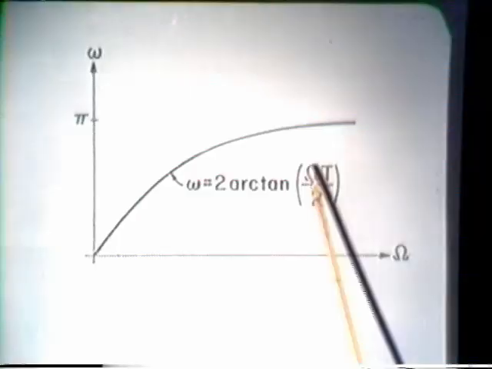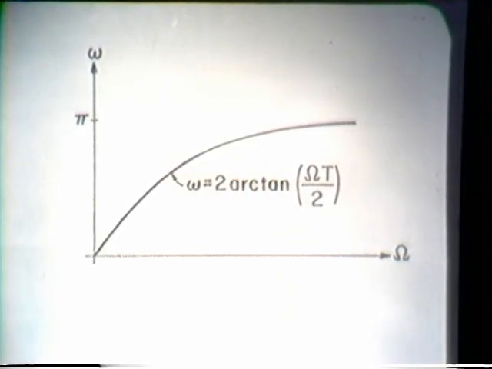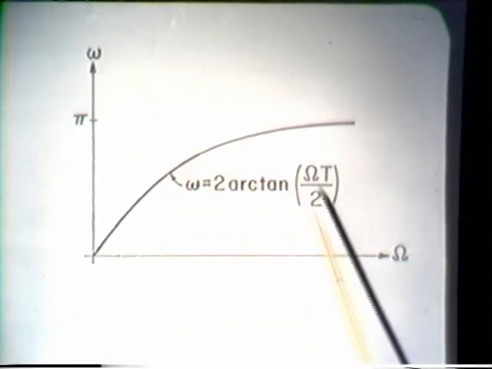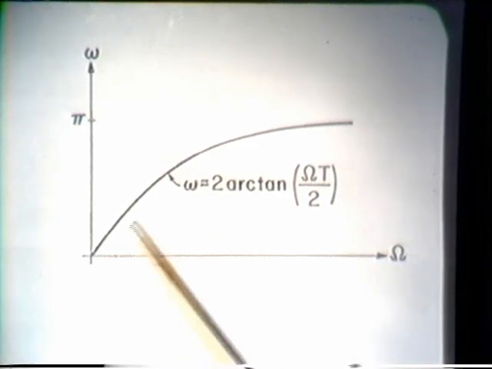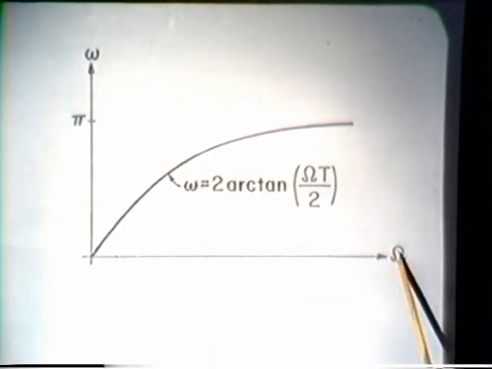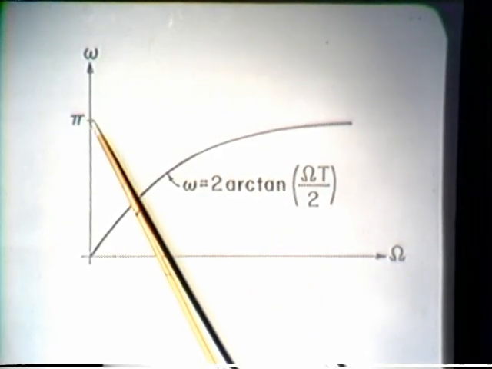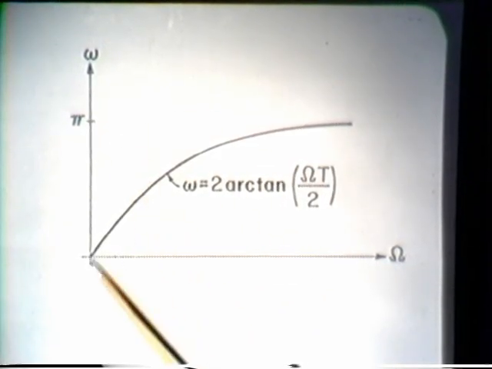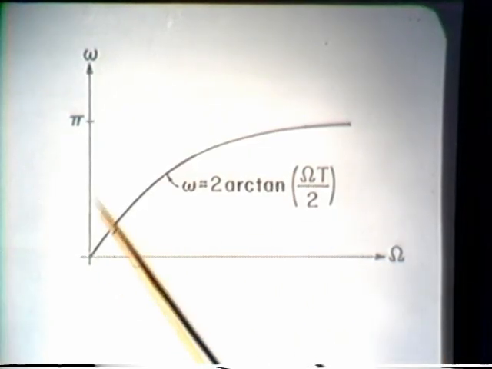So here is the frequency mapping of the bilinear transformation. This is digital frequency. Here's analog frequency. And this curve, of course, goes out to infinity in capital omega and asymptotically approaches pi as it does that in little omega. That says that the top half of the j omega axis gets mapped to the upper half of the unit circle.